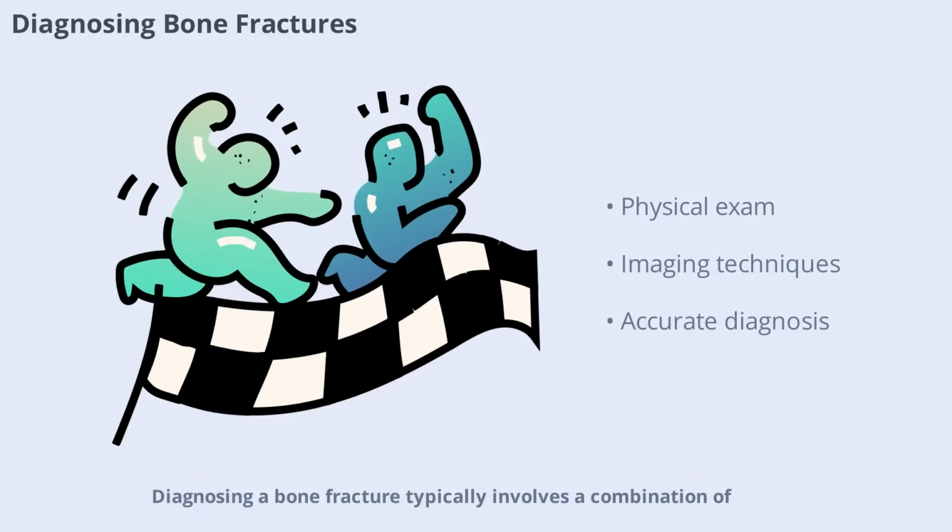Diagnosing a bone fracture typically involves a combination of physical examination and imaging techniques like X-rays or MRI scans. Doctors look for signs such as swelling, deformity, and pain at the injury site. Accurate diagnosis is crucial for determining the best treatment plan and ensuring proper healing. Advances in medical imaging have made it easier to detect even subtle fractures that might otherwise go unnoticed.